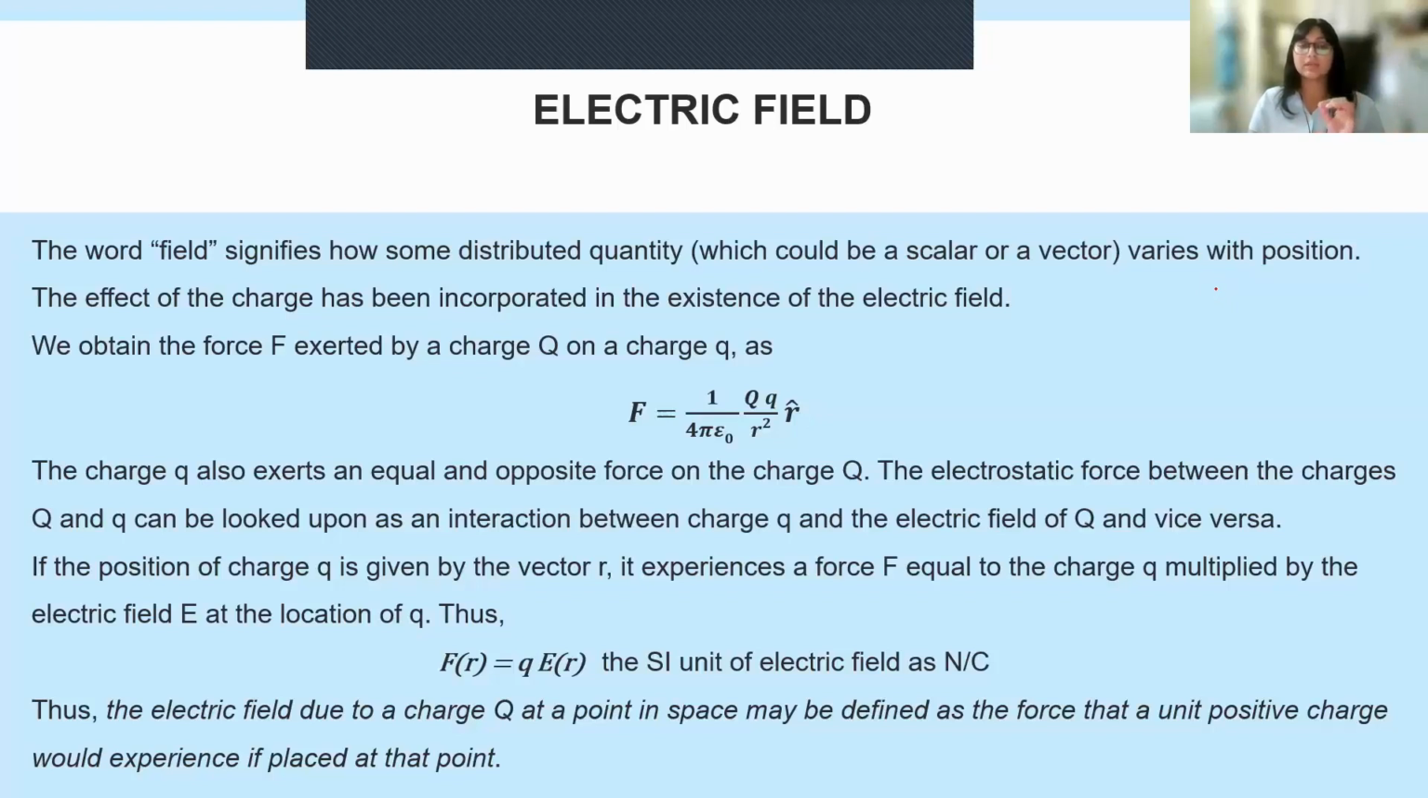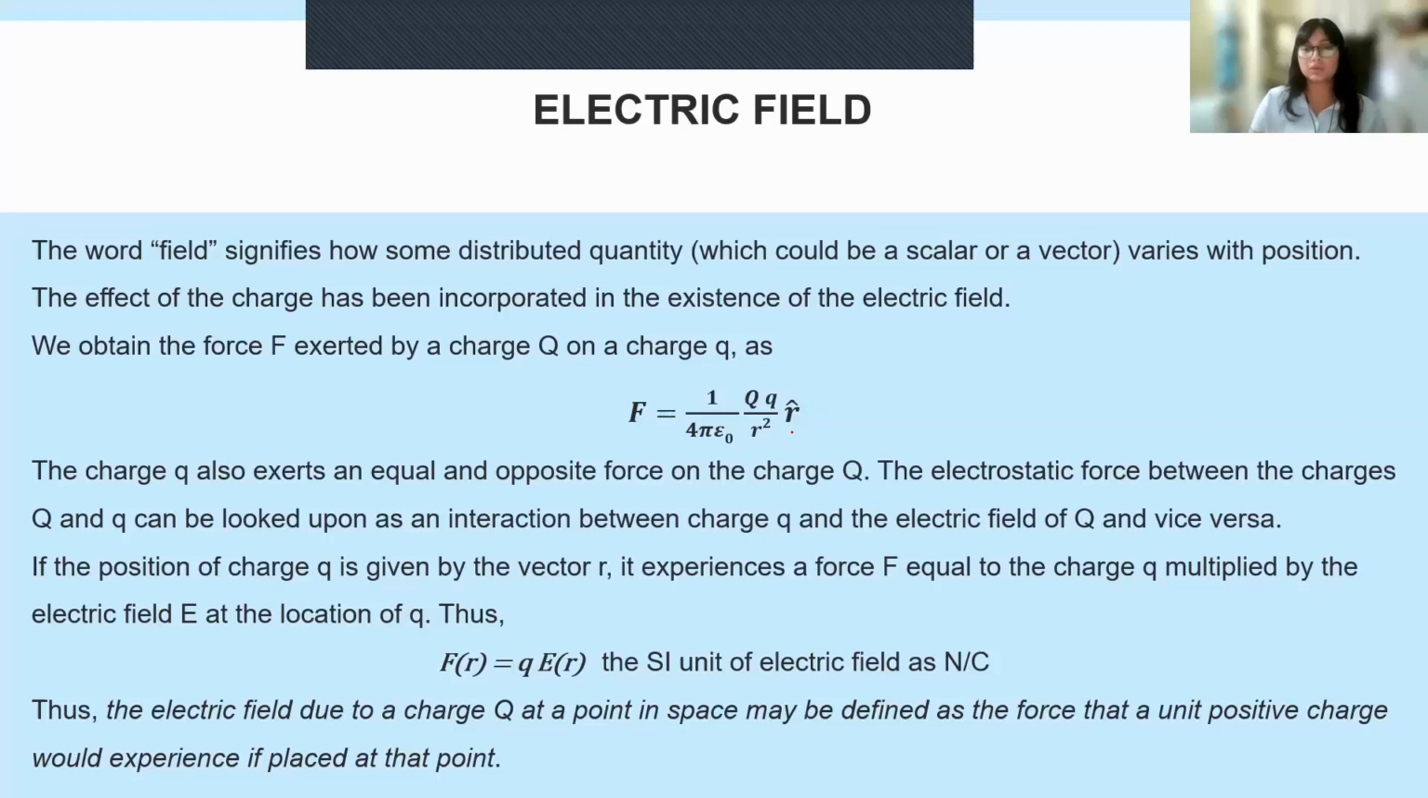So then we introduce the term electric field. Okay, so the word field signifies how some distributed quantity, scalar or vector, will vary with position. The presence of charges is going to produce an electric field. Produce as in there is some kind of distribution of the charges that is going to have an effect, and due to their positions, there's going to be an effect on the quantity or the forces that we have seen.